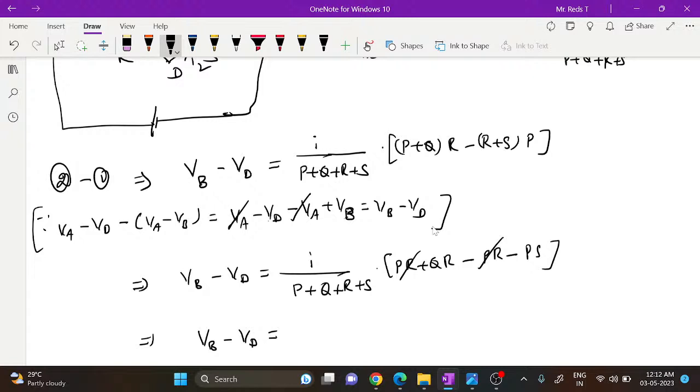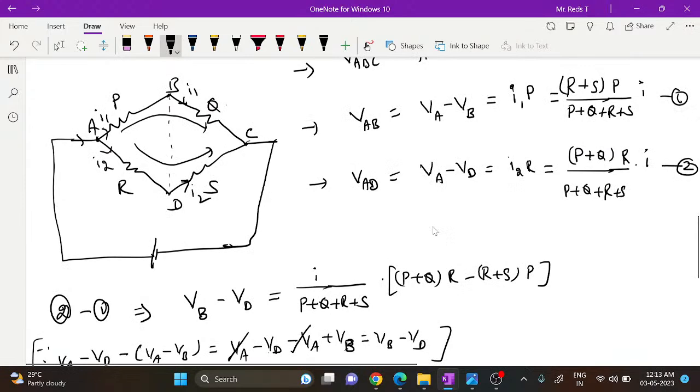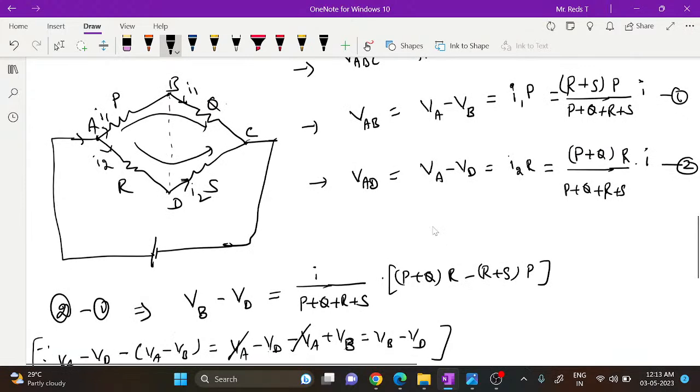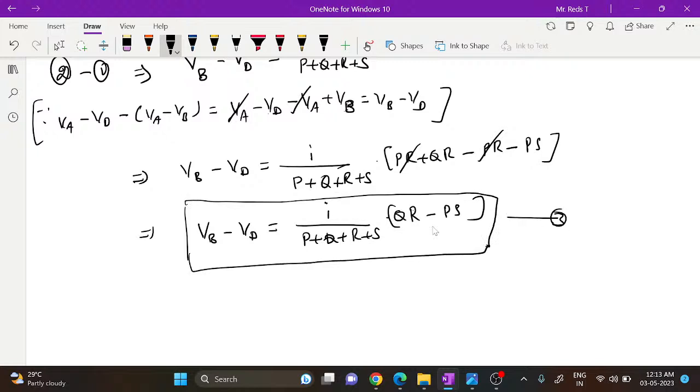So how can you write QR minus PS? What is that? I by (P plus Q plus R plus S) into QR. Yeah, QR minus PS. So for current to flow from B to D, VB should be higher. This is the potential difference you have got, the expression. You can take it as equation 3 also.